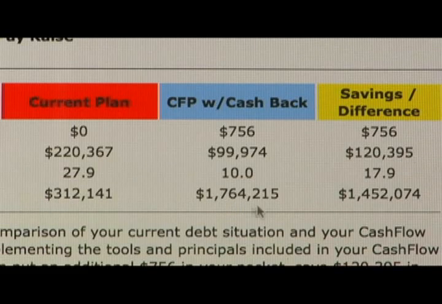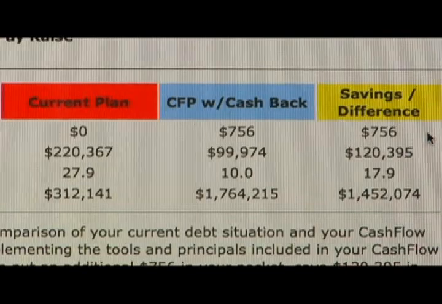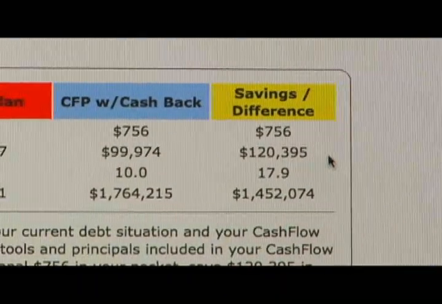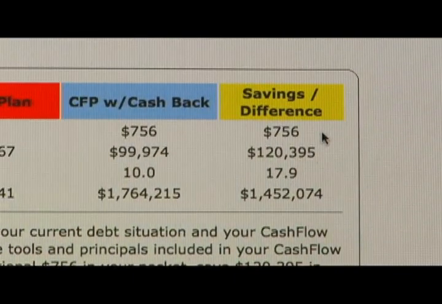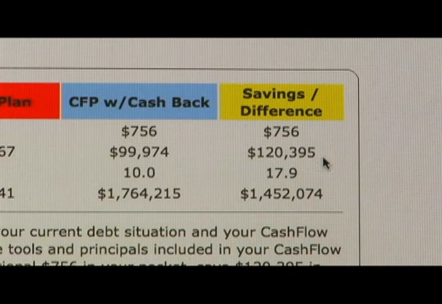If you look in this last column, this is showing the difference of what our program is doing for them. We're freeing up an extra $756. We're saving them $120,000 in interest. We're saving them 17.9 years in time that they'll be debt-free. And we're increasing the amount of retirement they have to over $1.4 million.